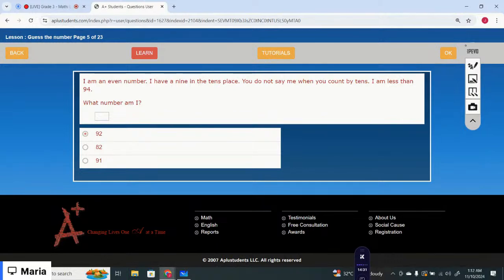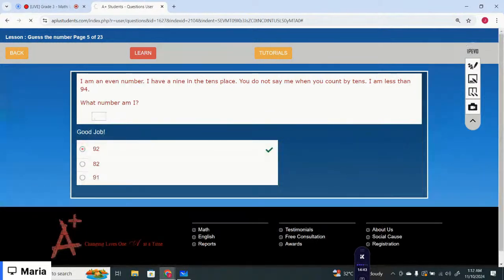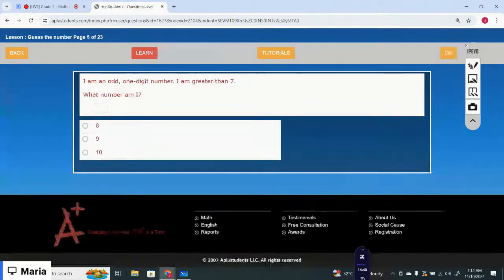You have two numbers that have 9 at the tens place, 91 and 92, right? But 91 is an odd number, 92 is an even number. Okay, you can complete it by yourself later today. Let me just move on to the next lesson.